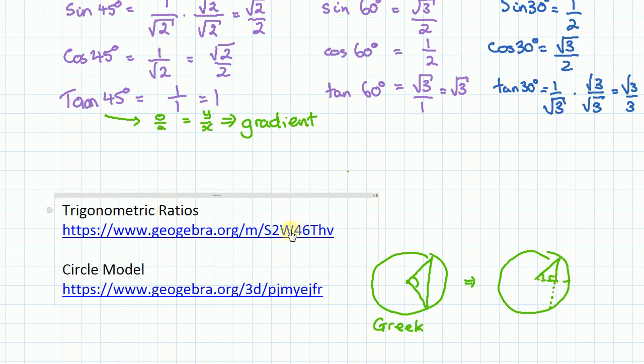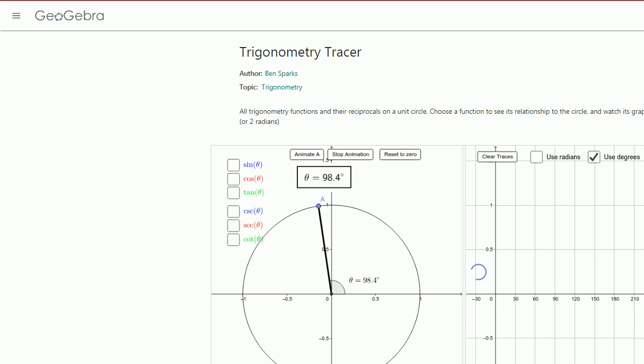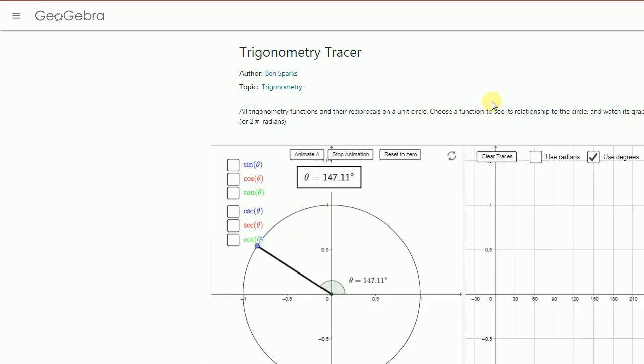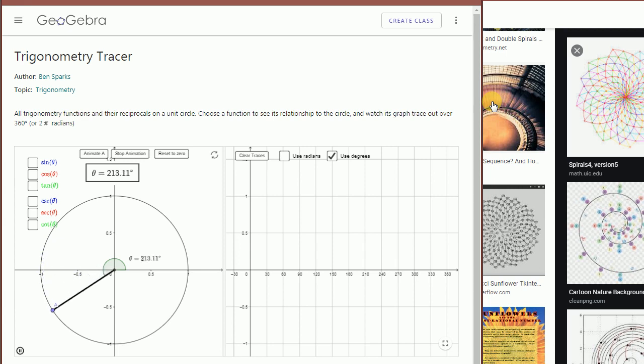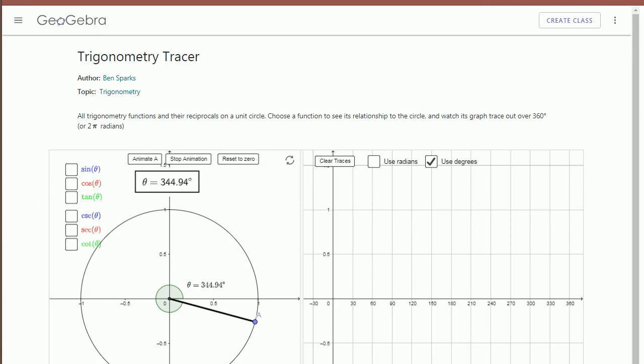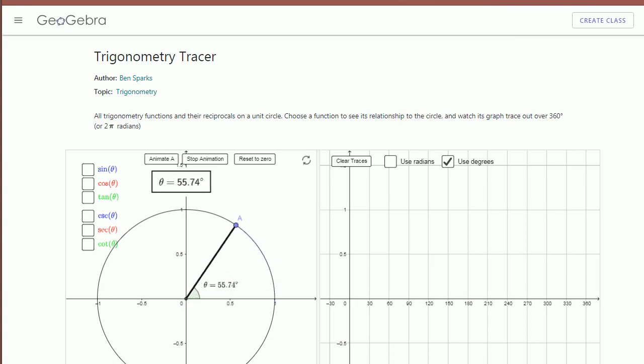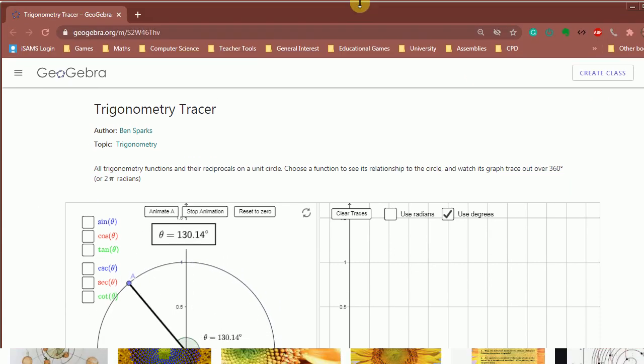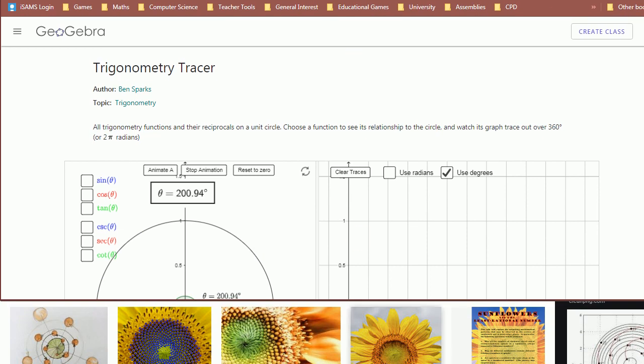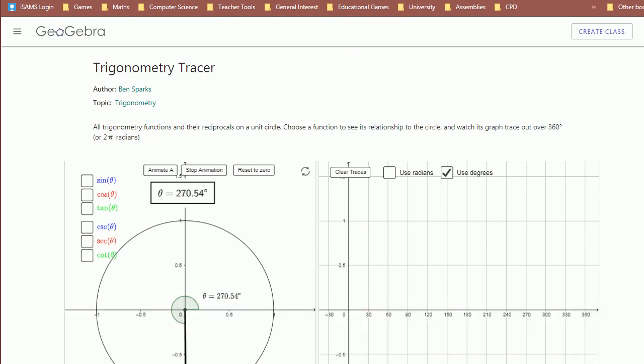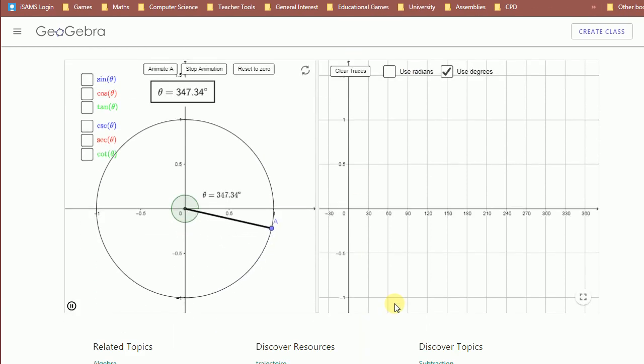So let's have a look at these triangles then. I'll bring up the sheet. This one's not been made by me. A guy called Ben Sparks made it. You may know him from things like Numberphile on YouTube. He works quite a lot with a guy called Matt Parker as well for maths related things.